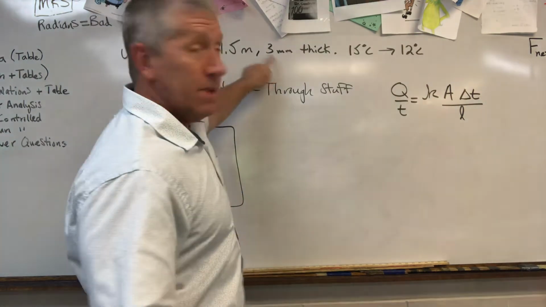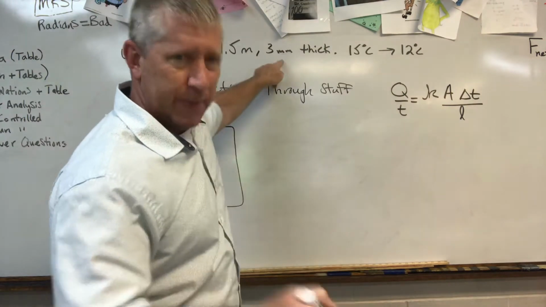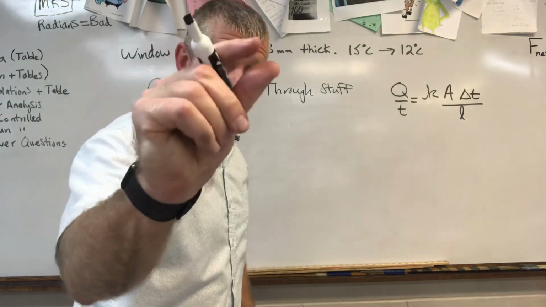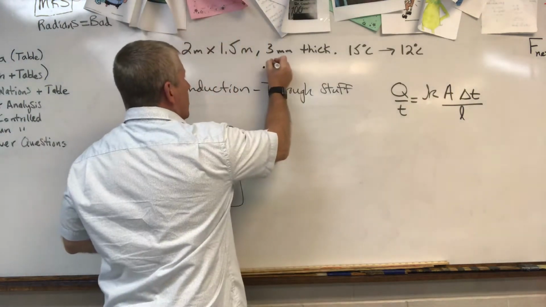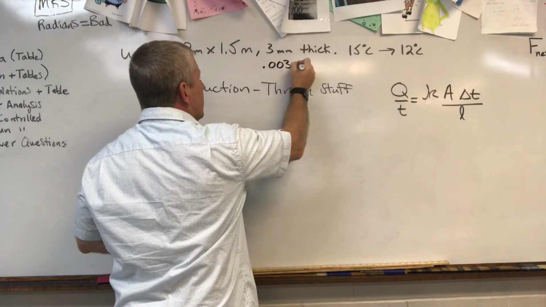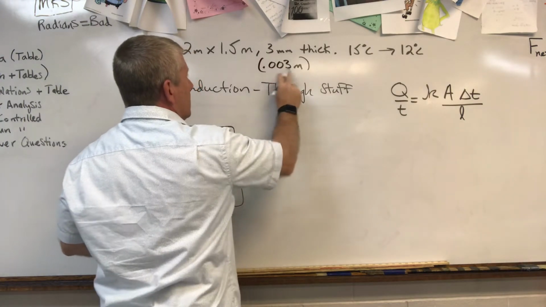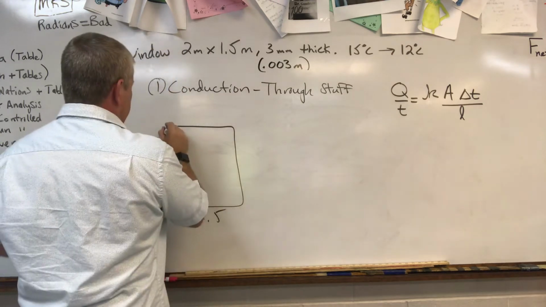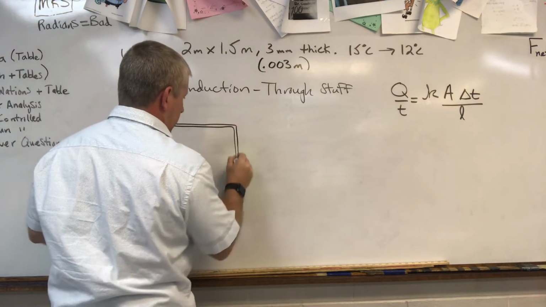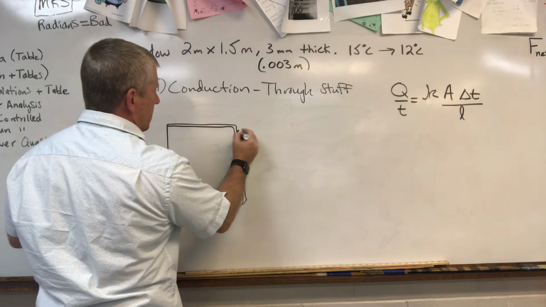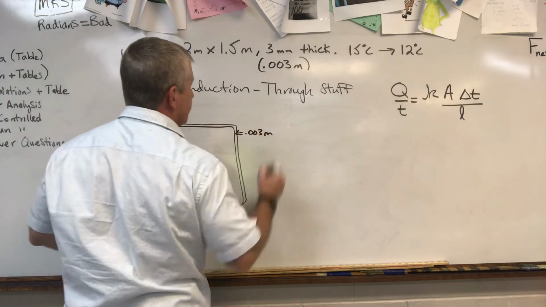These are, no, not gonna work when you have different units. So let's put that in meters. 3 millimeters thick is about this thick. But we need that in meters. So 0.003 meters. Okay, moved it over 3 times. And so it's gonna look kind of like this. Here's your window. Okay. And that part of it is the 0.003 meters.